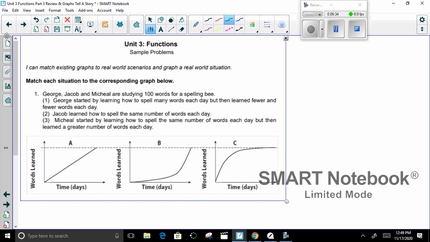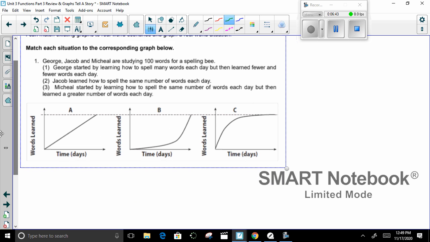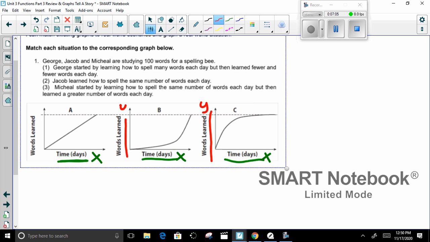So we want to match each situation to the corresponding graph below. George, Jacob, and Michael are studying 100 words for a spelling bee. George started by learning how to spell many words each day, but then learned fewer and fewer words each day. Before I keep reading, I want to look at all these graphs. My time in days is on the x-axis for all of them, and my words learned is on the y-axis for all of them.